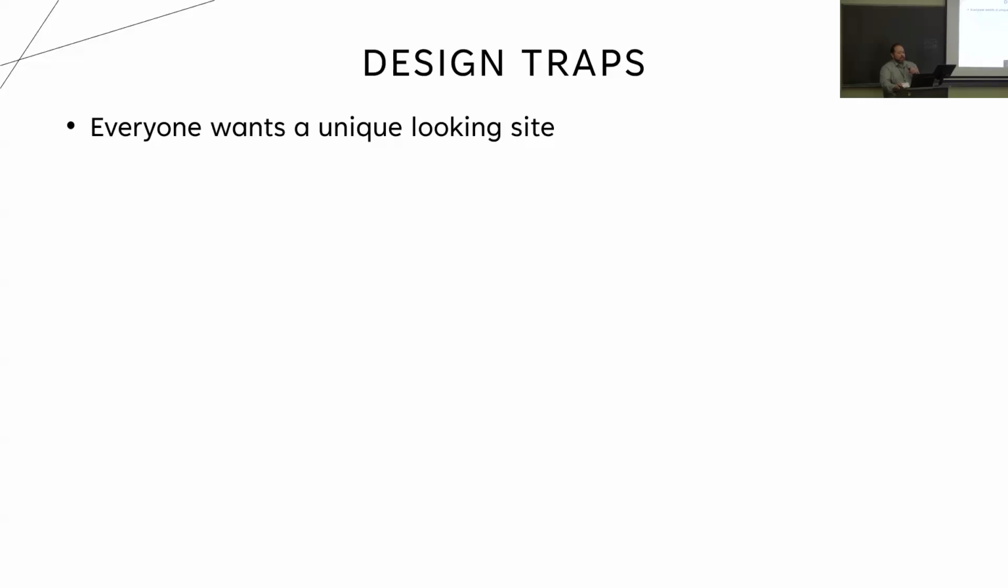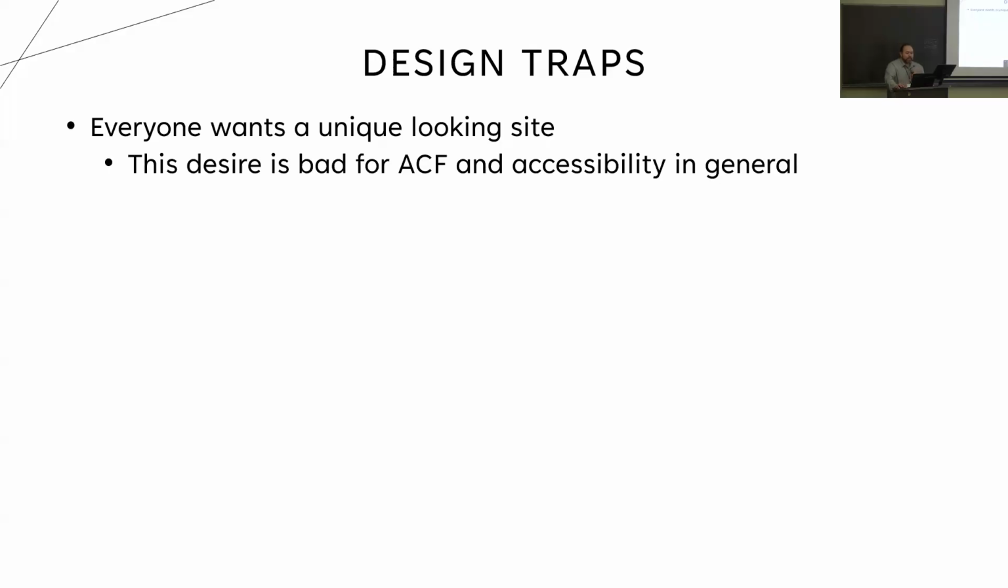Everyone's always trying to do this thing where they want to make their content stand out. This desire is particularly bad for ACF and accessibility in general. That generally leads to a lot of unpredictability for users, and in that sense, also the automated checker, because people are going to be coding things using custom components and not adding the required accessibility to them. I argue that we should favor predictability over individuality, at least on the site level.